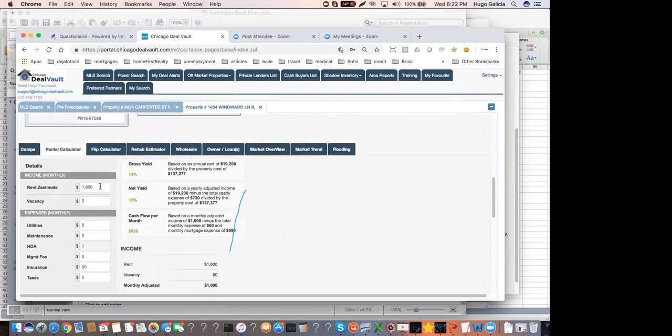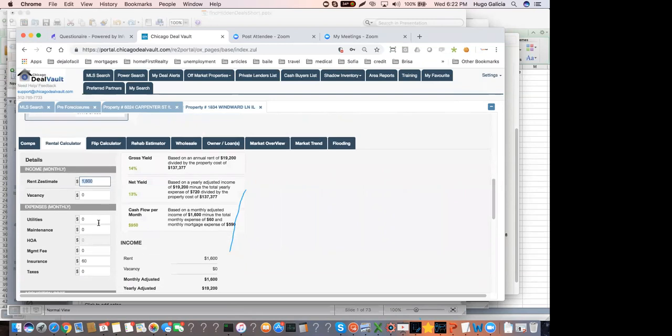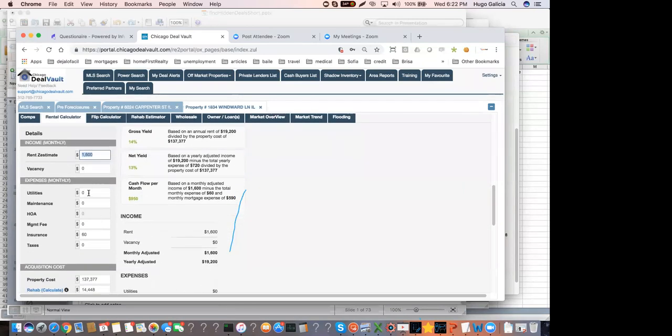So if we rent the property, we know we're gonna be getting $1,600 for a 3-bedroom in Hanover Park. Utilities are going to be paid by the tenant. So let's just plug in a few numbers for the maintenance. We're gonna do 150 a month. Management fee is gonna be about 75,000. And then insurance about 90.